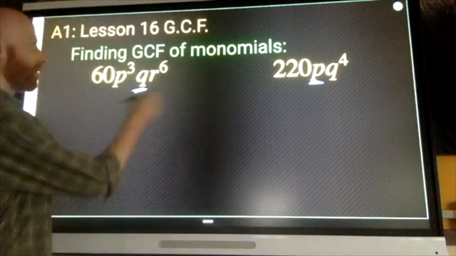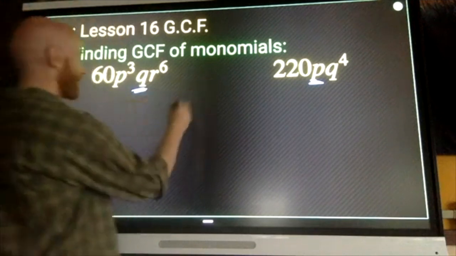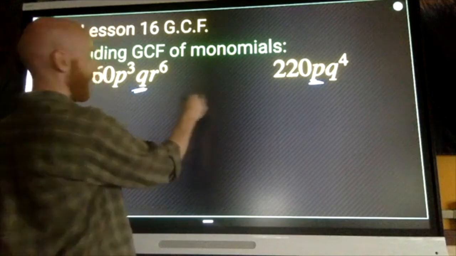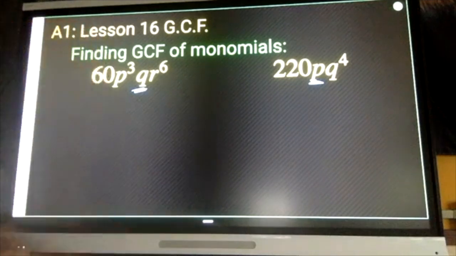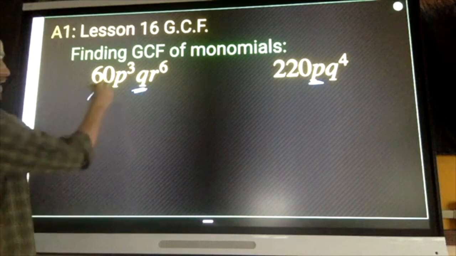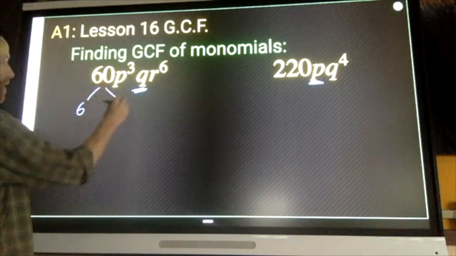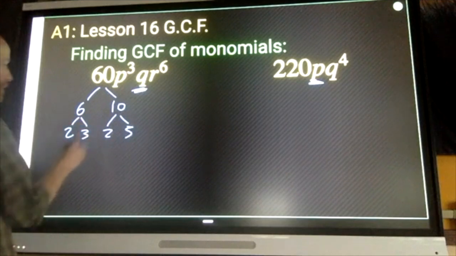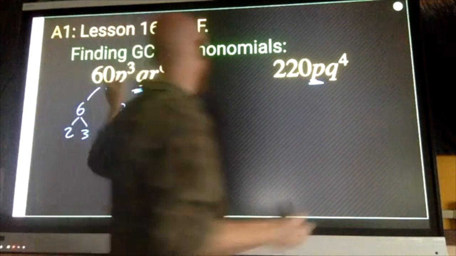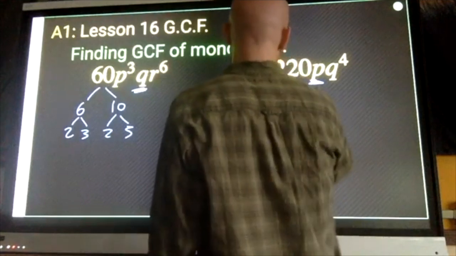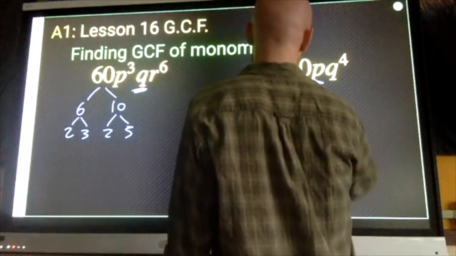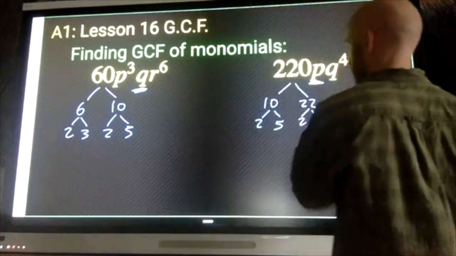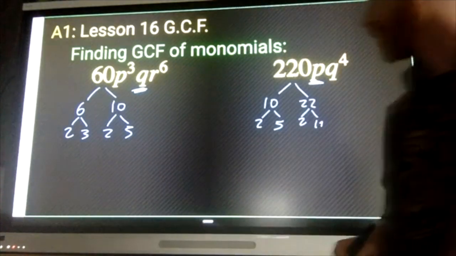All right, now with my numbers, 60 and 220, I'm gonna either have to use a factor tree or that other method that I was showing you. All right, for this one, let's go factor tree. All right, 2 times 2 times 3 times 5 equals 60. 2 times 2 times 5 times 11 equals 220.